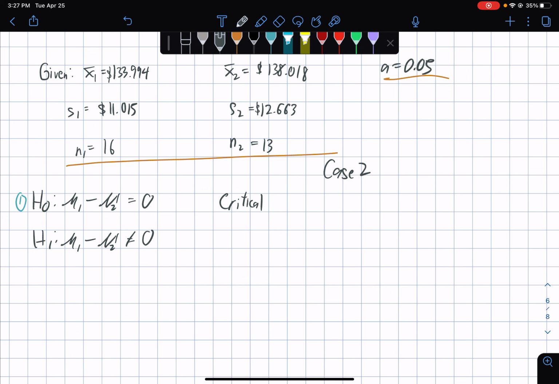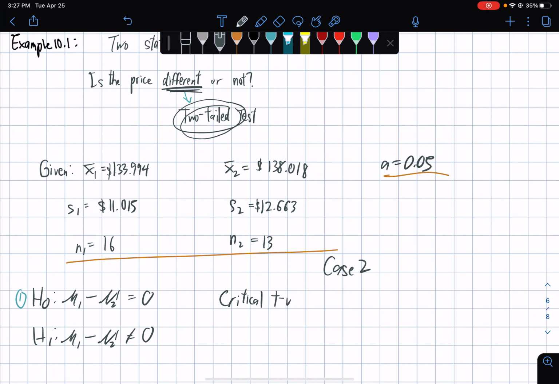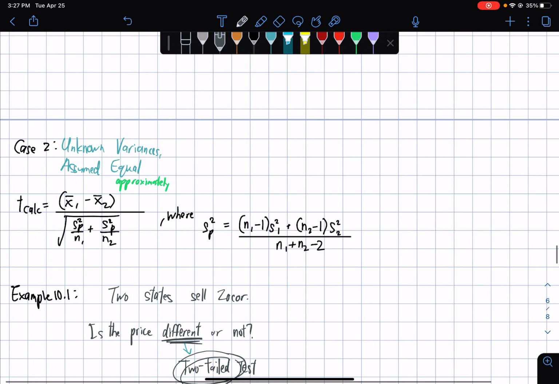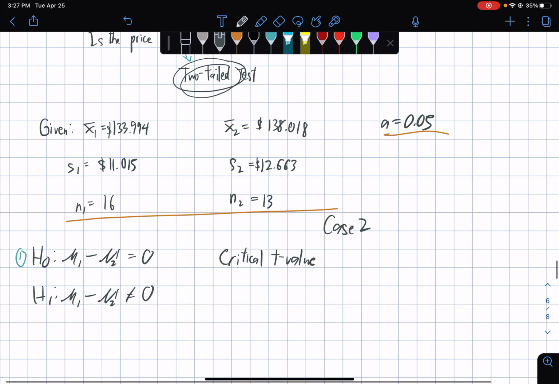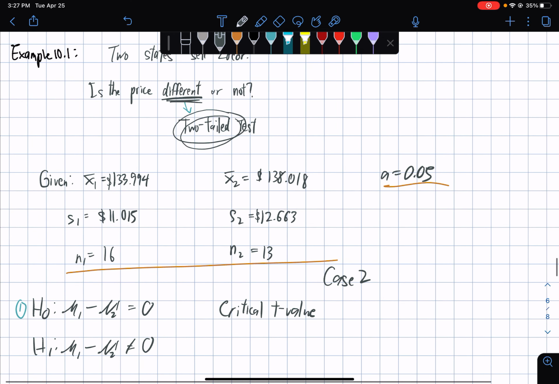And then, okay, critical t value. Alam ko, case 2 and case 3, they're t calc, so we use the t table. Case 1 lang yung z table. In order to find the critical t value, we need the degrees of freedom. In the one sample hypothesis test, it's just n minus 1. But given that we have two samples now, it's n1 plus n2 minus 1. Easy to memorize. So 16 plus 13 is 29, minus 1 is 28. So df is 28.